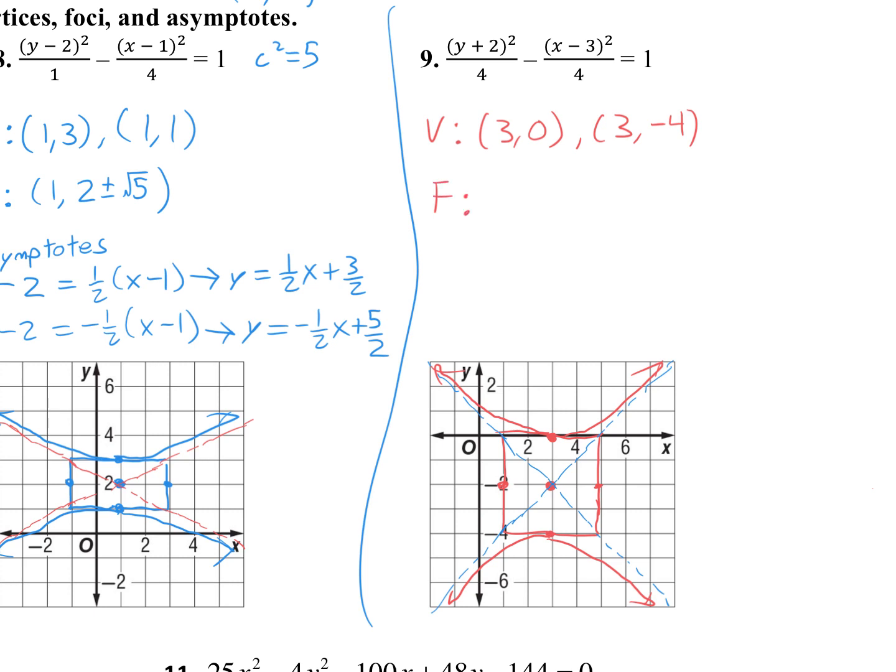The foci will be c units away, so I add the 2 denominators. That will give me c squared, which makes c 2 rad 2. And then again, I have to give it to the y coordinate because it's a vertical. So 3, negative 2, and then I'm going to add and subtract 2 rad 2.